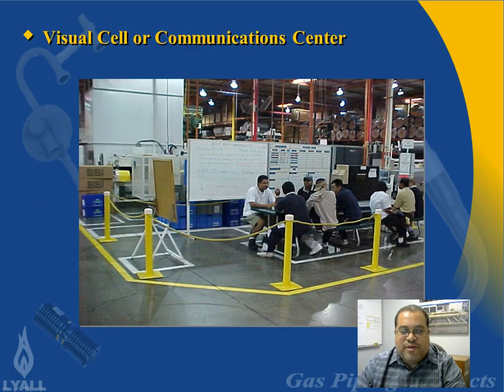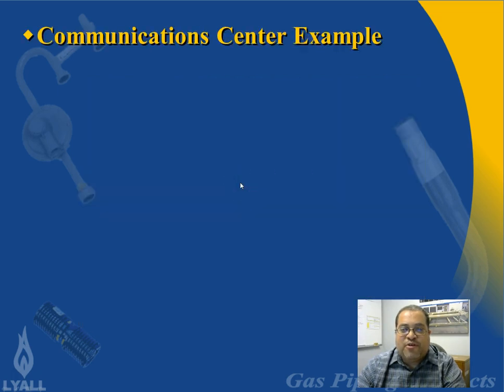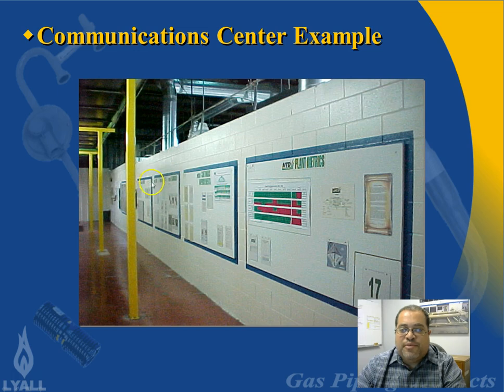Okay, so here's some more examples that we're going to go through. This is an example of a visual communication center. So as the people are gathering together, they see key pieces of information that management wants them to know. These are an example of a plant metrics board.